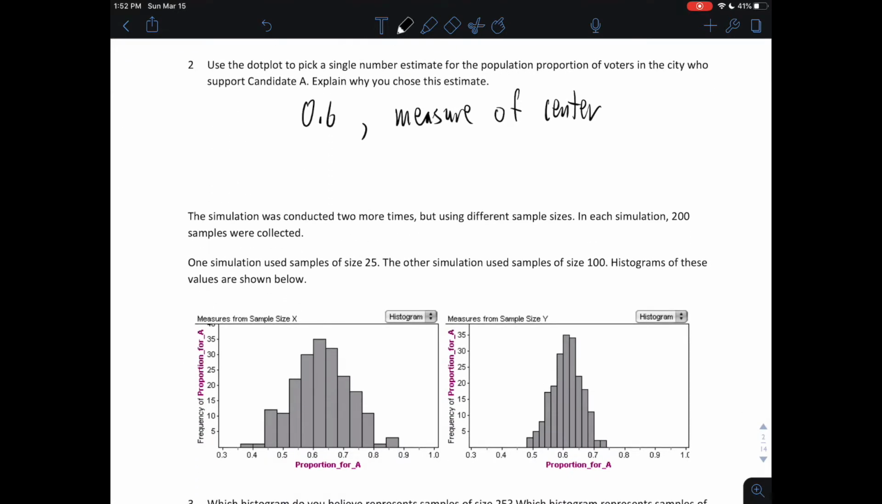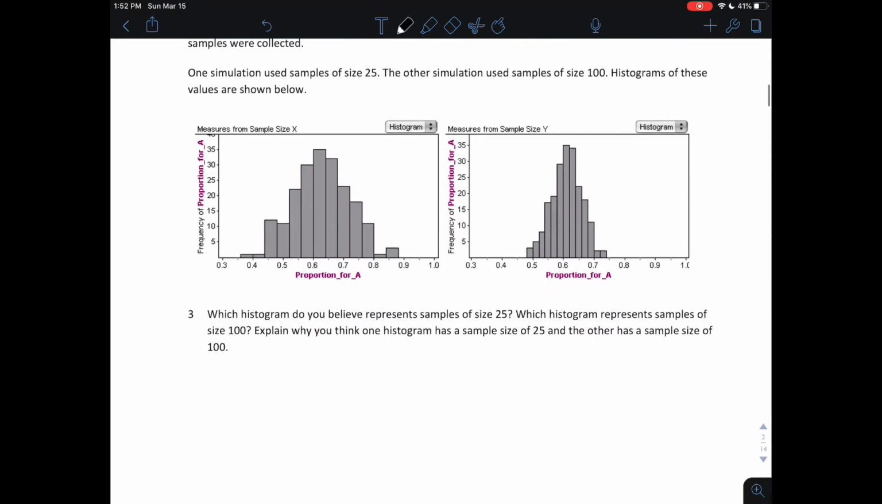The simulation was conducted 2 more times, but using different sample sizes. In each simulation, 200 samples were collected. One simulation used samples of size 25, the other simulation used samples of size 100. Histograms of these values are shown below.